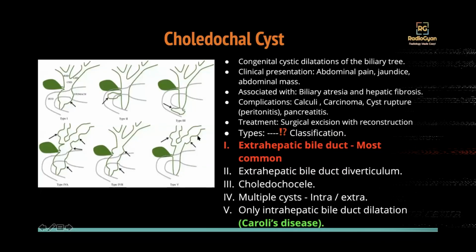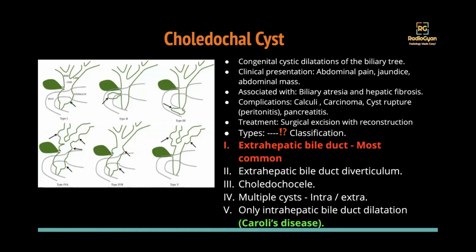So this was a case of choledochal cyst. So what is a choledochal cyst? A choledochal cyst is congenital cystic dilatation of the biliary tree. The typical clinical presentation is a triad of abdominal pain, jaundice, and abdominal mass. Most commonly we see these in the pediatric age group, but adult presentation is not uncommon, like we saw in our case. This was a very elderly female.